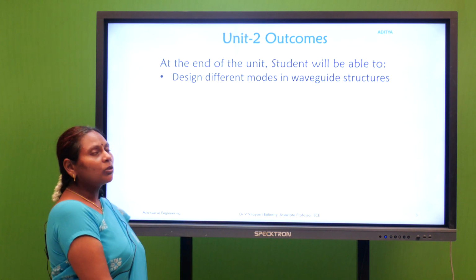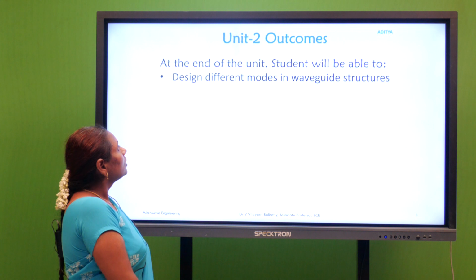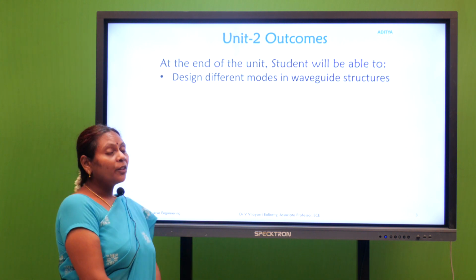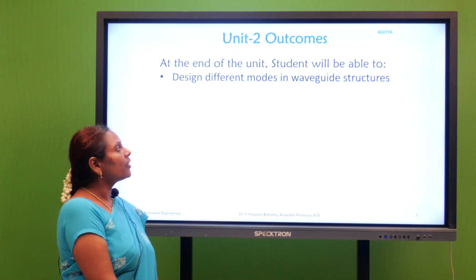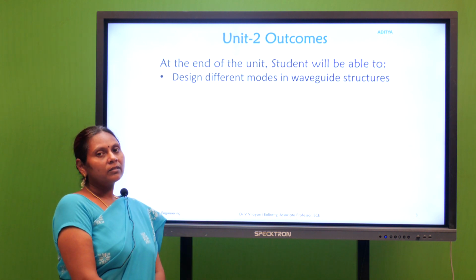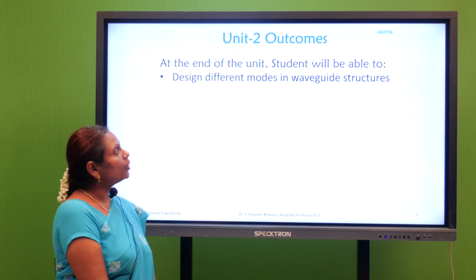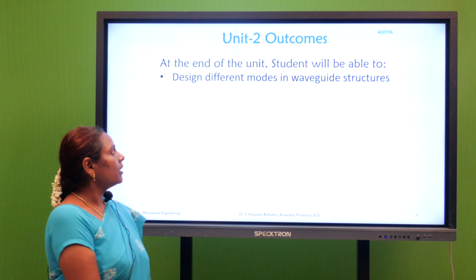Coming to the outcomes of this unit, at the end of the unit, the student will be able to design different modes of propagation in the waveguide structures. Same as for unit 1, where we have seen the rectangular waveguides, in unit 2, we go through the circular waveguides.